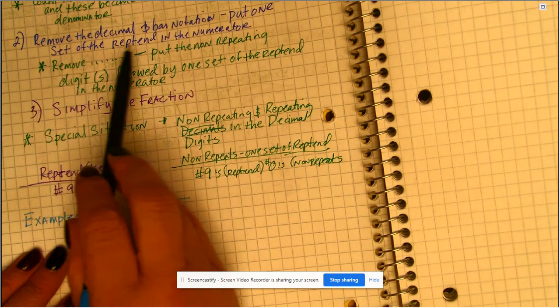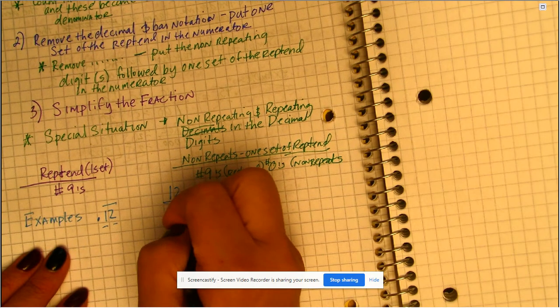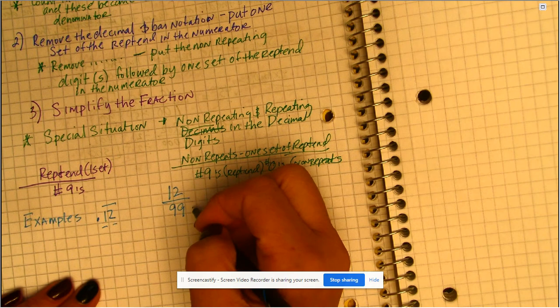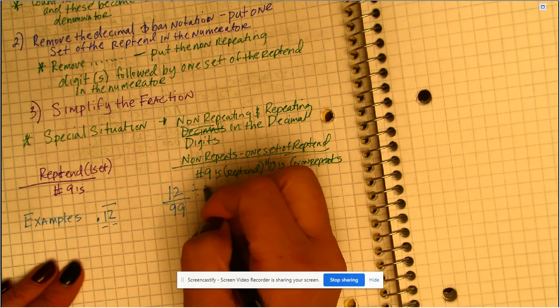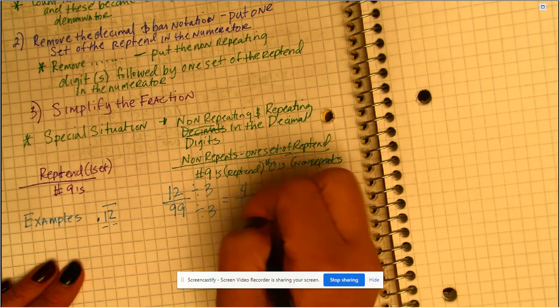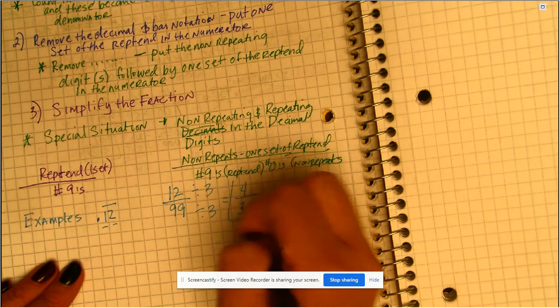Second step, remove the decimal and bar notation, put one set of the reptend in the numerator. That becomes 12. Simplify. 12 and 99 have a greatest common factor of 3. So 12 divided by 3 is 4, and 99 divided by 3 is 33.